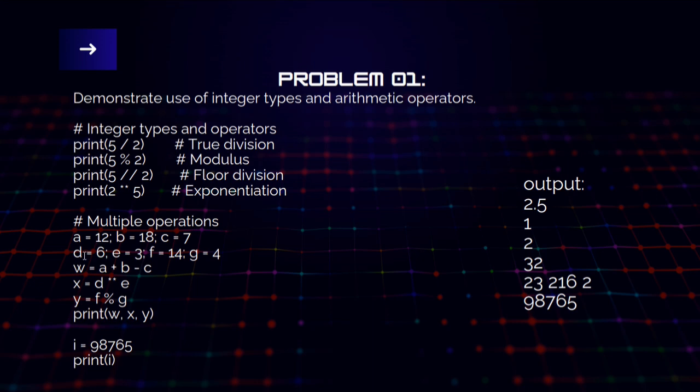Multiple operations: A is equal to 12, B is equal to 18, C is equal to 7, D 6, E 3, F 14, G 4. And here we are performing multiple operations. W is equal to A plus B minus C, X is equal to D exponential E, Y is equal to F modulus G, print W X Y. Here the output will be W is equal to 23, X equal to 216 and Y is equal to 2. And I is equal to 98765, and we are simply printing this I. So the output is 98765.